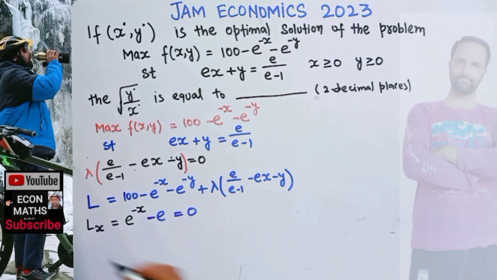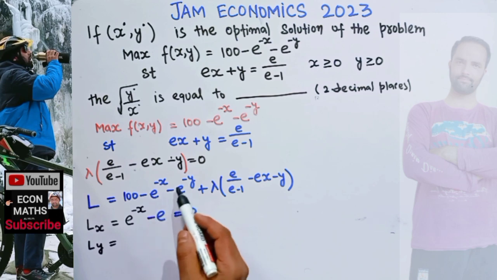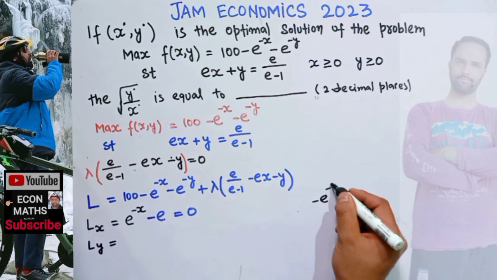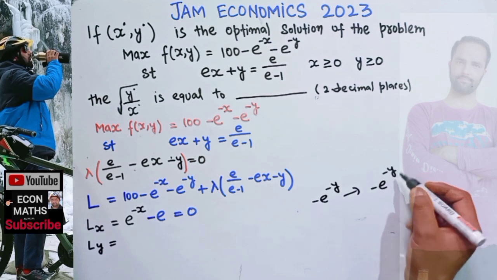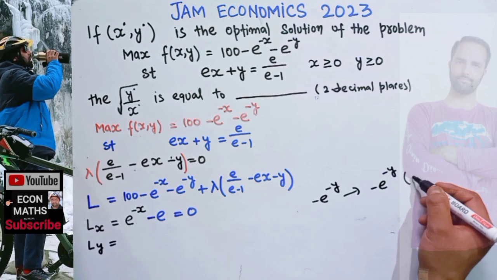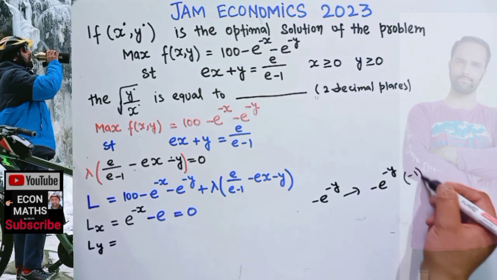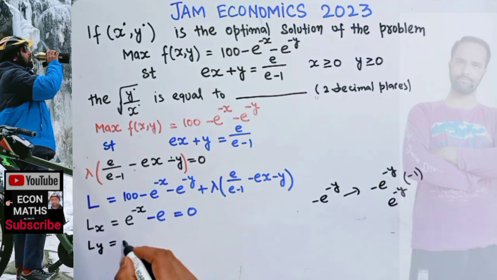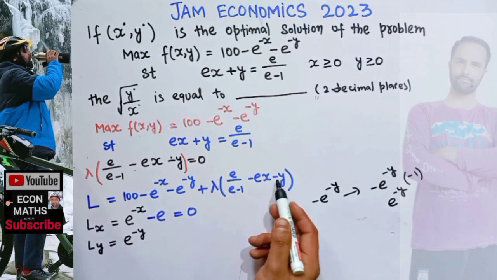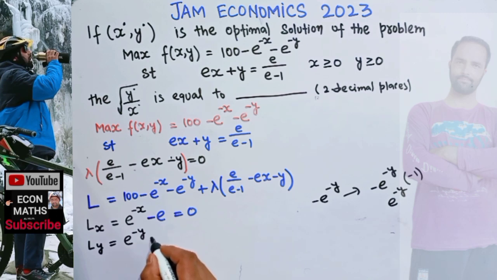Symmetrically, we take the partial derivative with respect to y. Here we have −e^(−y), and its derivative with respect to y will be −e^(−y) times the derivative of the exponent, −1. So minus into minus is plus, and again we get e^(−y). Here we have y in the last term, so its derivative will be 1, and we are left with −λ, and we set it equal to 0.